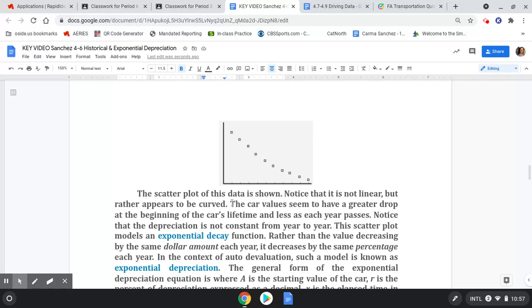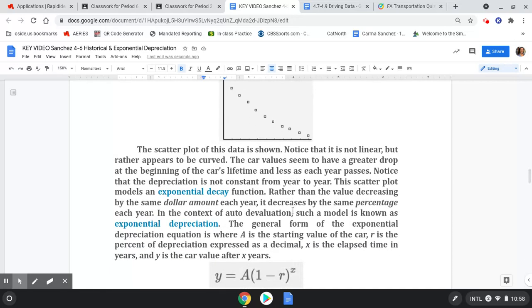Notice it's not linear, but rather appears to be curved. The car value seems to have a greater drop at the beginning of the car's lifetime and less as the years pass. Notice that the depreciation is not constant. The depreciation is not constant from year to year.